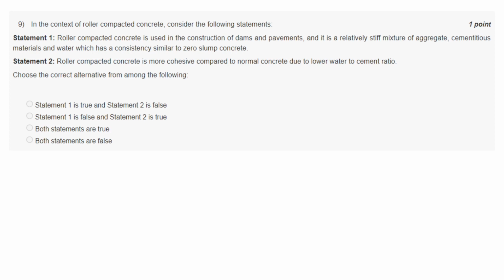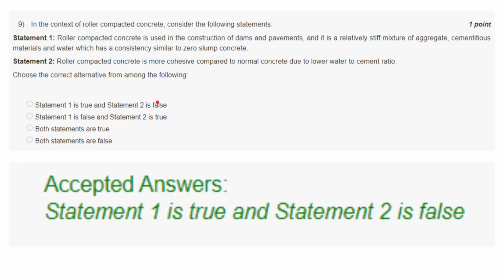So one is true. And roller compacted concrete is more cohesive, so this is false, because there is less binding cement content, and the lesser the content, the lesser the cohesive property. So one is true and two is false. So the first statement is true.